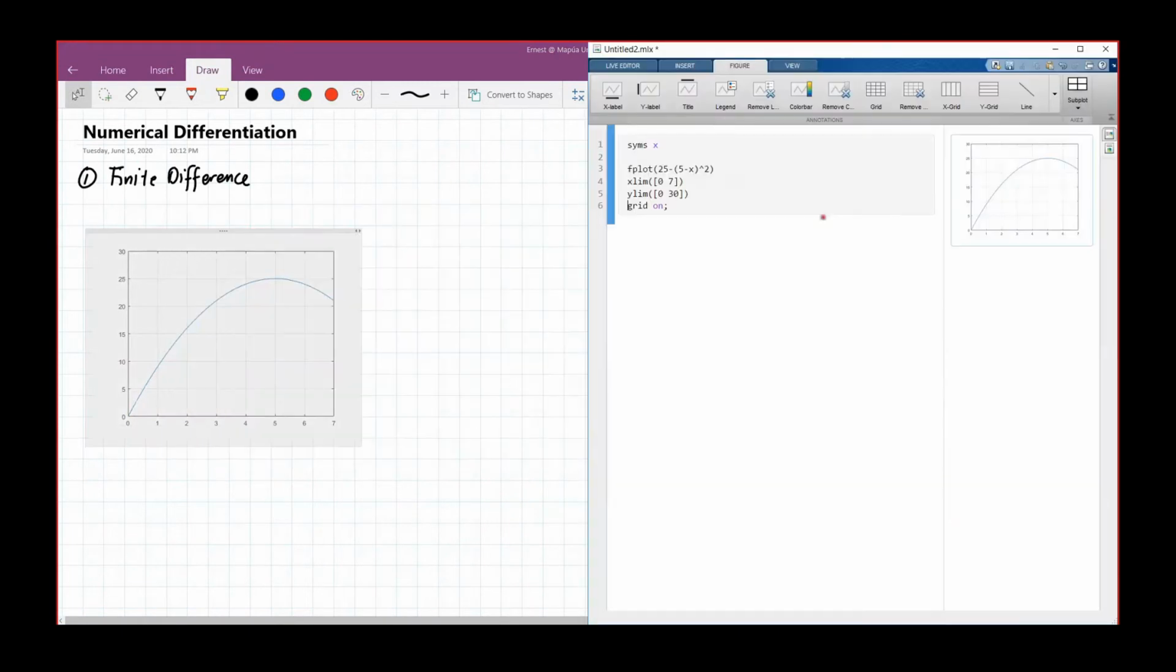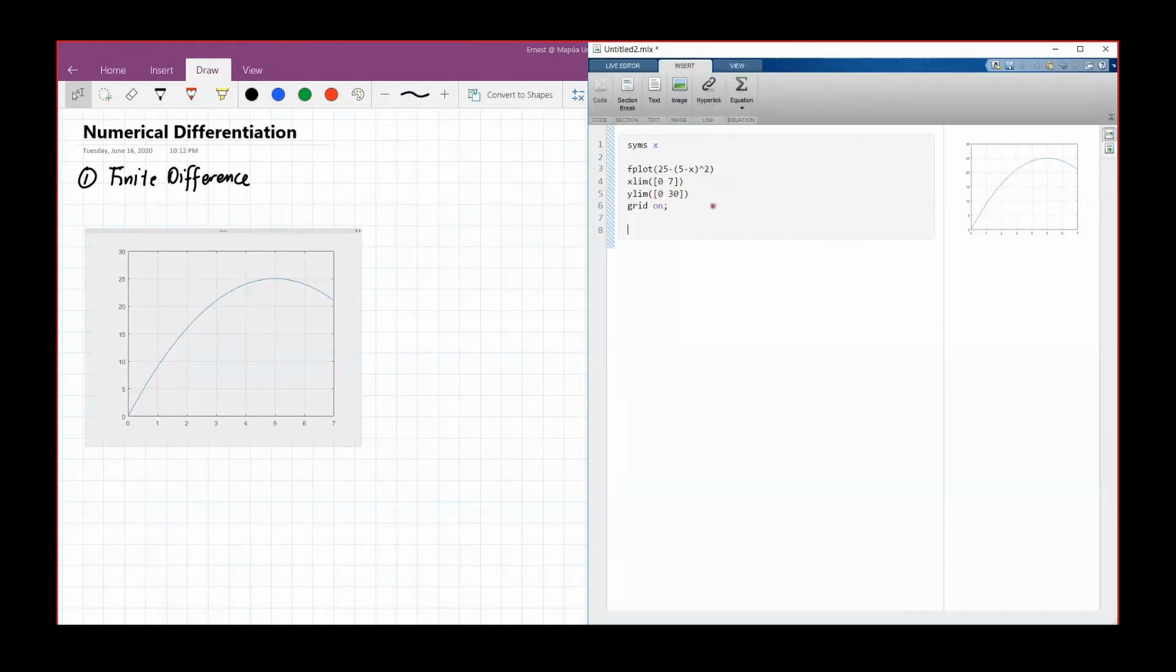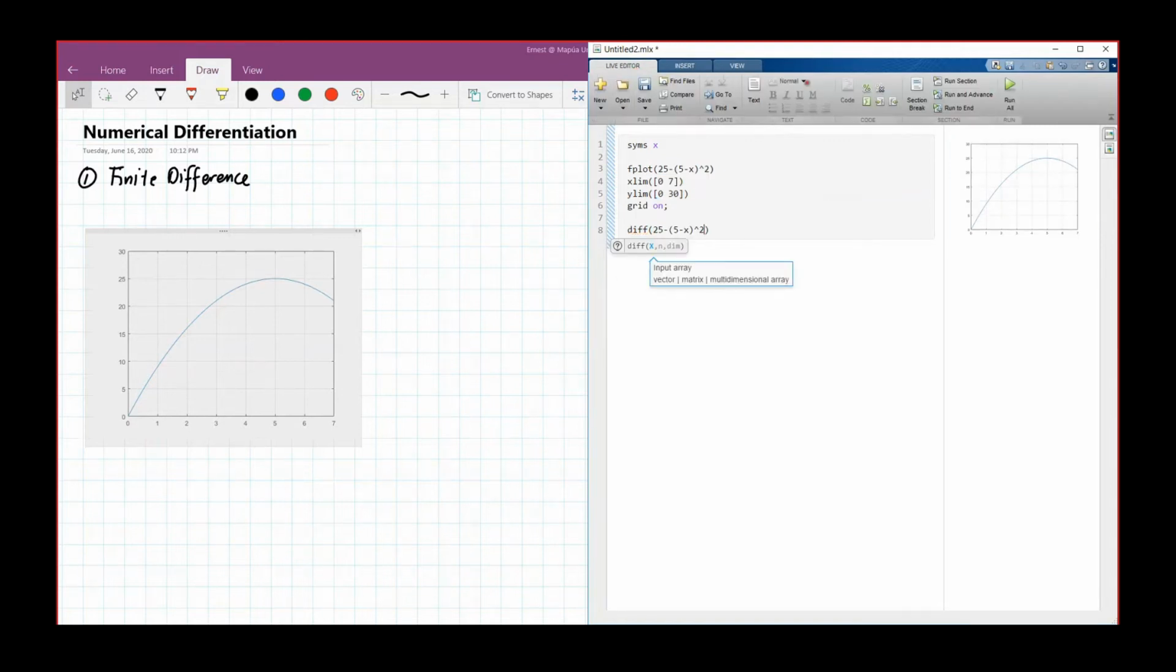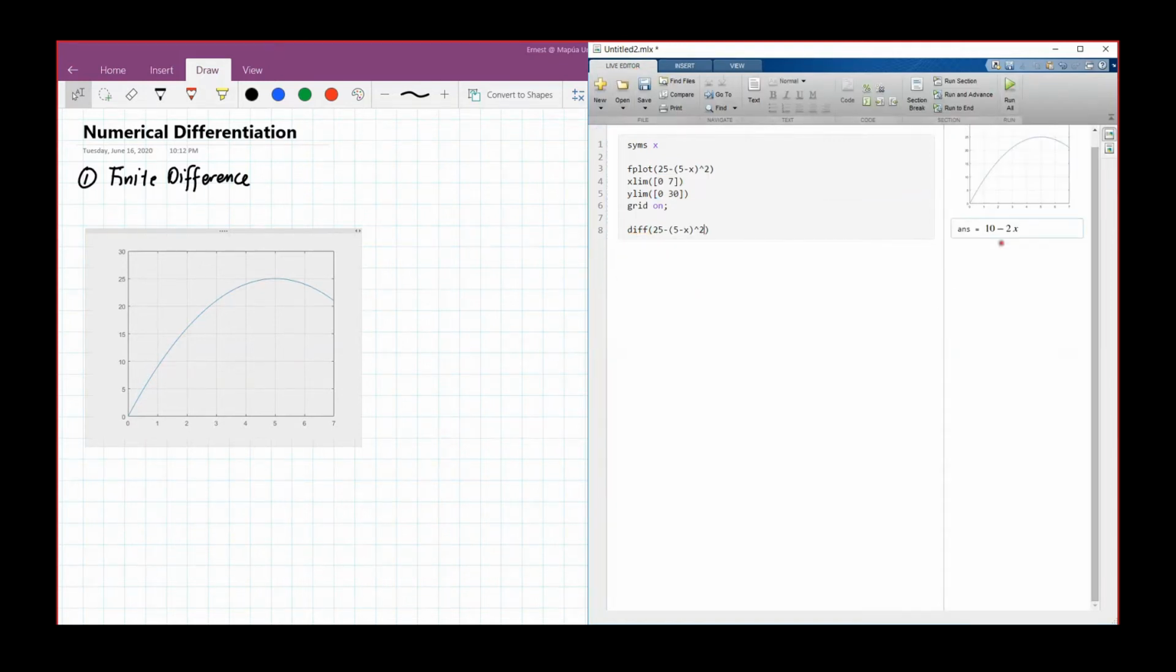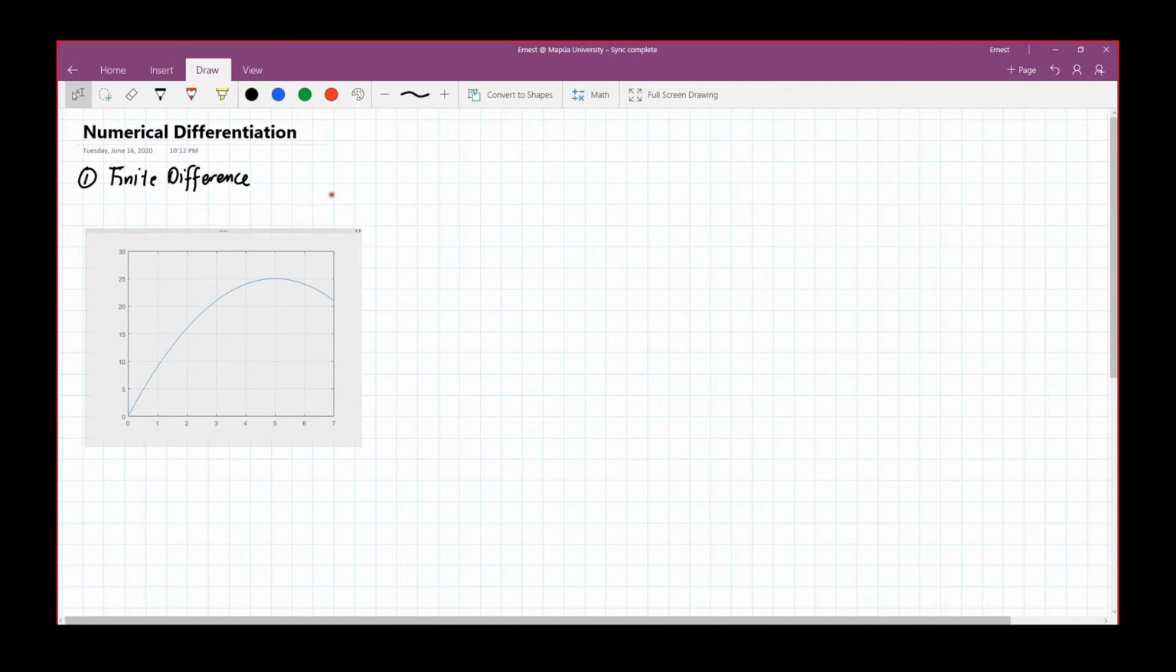Usually when we differentiate this function, in this example, we get 10 minus 2x. Now for differentiating this numerically, we can do it 3 ways. As I mentioned, we're going to focus on a finite difference. That means the difference between 2 points is finite and it is the same for everything.